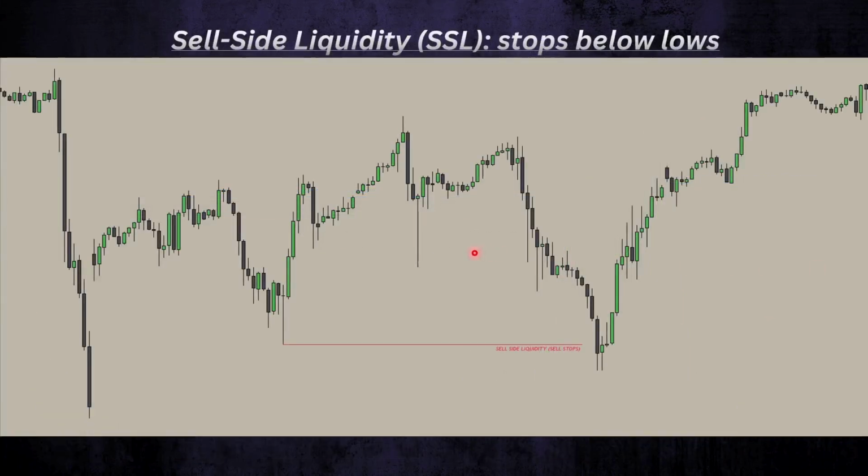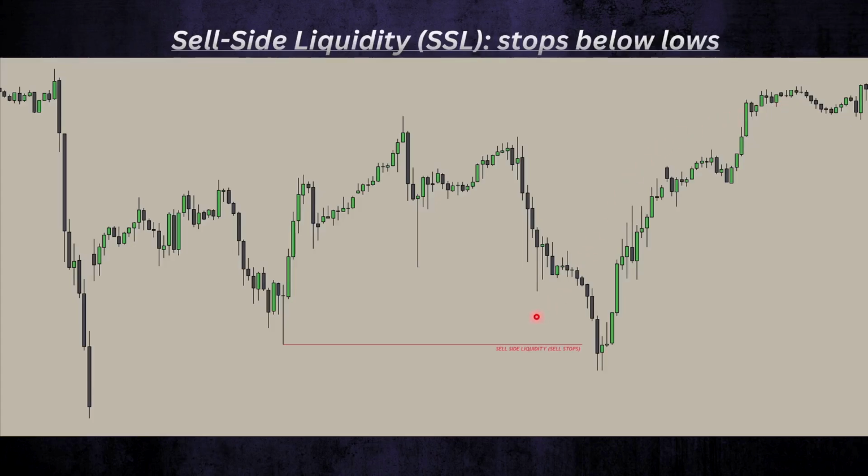Now, here's a simple example of sell-side liquidity. On the chart, you can see this low. Right below it, there's a pool of sell stops, traders protecting long positions, and breakout traders waiting for a move lower. Price trades into this level, sweeps the low, and this sweep is all the algorithm needs to trigger every sell stop resting in this area. And once those stops are taken, watch how price immediately reacts from the zone and begins to deliver higher.